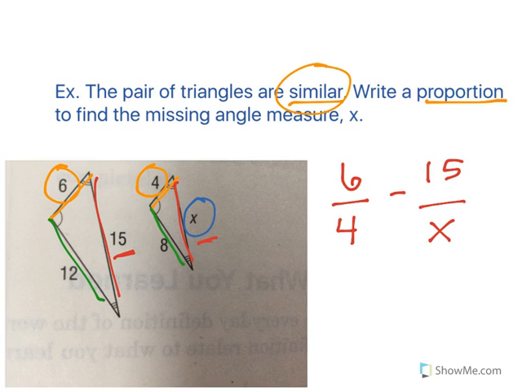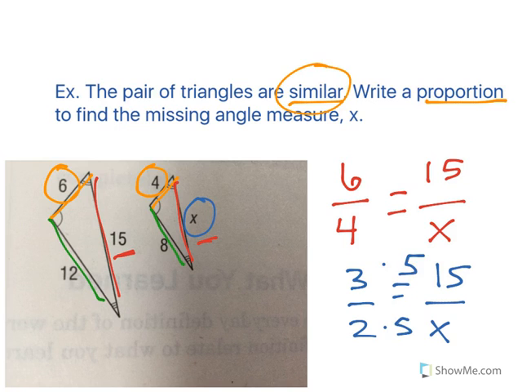We're going to set these two fractions equal to each other. So 6/4 equals 15 over x. We've done the fish method, and we've done the equal fraction method. Hopefully this is a review. I'm going to reduce 6/4 to 3/2, and then keep the 15 over x here. So 3 times 5 is 15, and 2 times 5 equals 10. So I know my x has to equal 10.